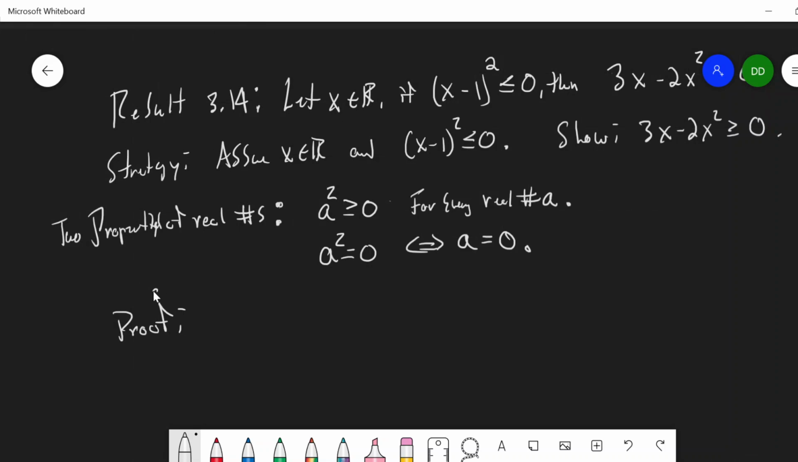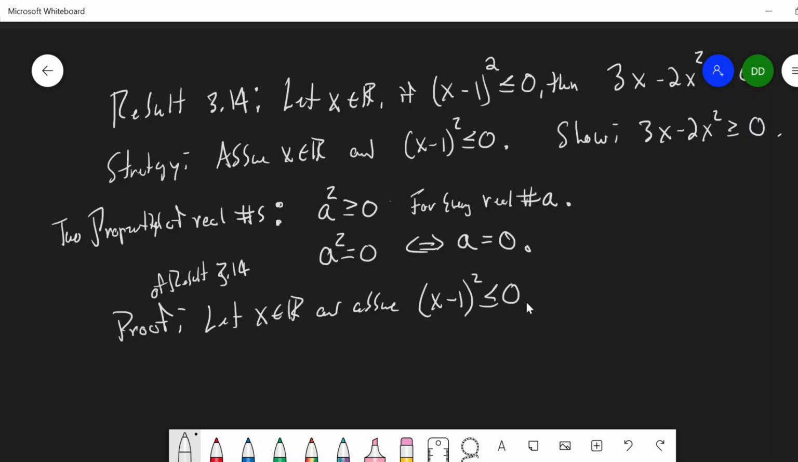This is the proof of the result, not of the property. Result 3.14. So again, let x be a real number and assume x minus 1 squared is less than or equal to 0. And I want to get to this conclusion, 3x minus 2x squared is greater than or equal to 0. Well, since x minus 1 is a real number, right? If I take 1 away from a real number, I'm still real. Since x minus 1 is a real number, x minus 1 squared is greater than or equal to 0.